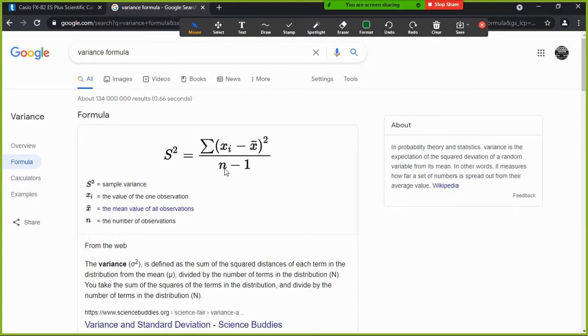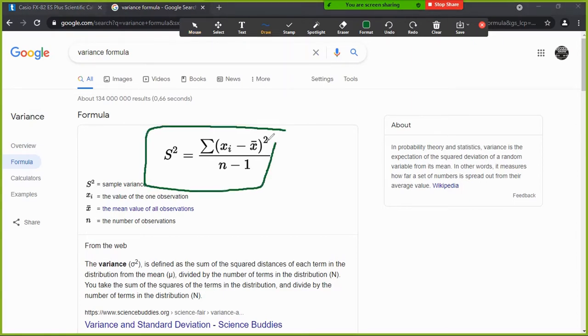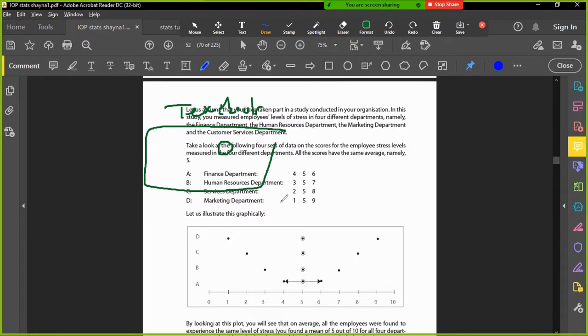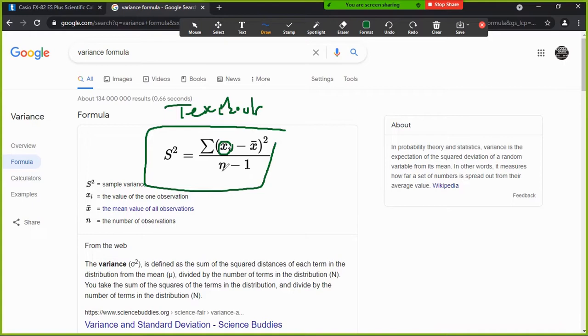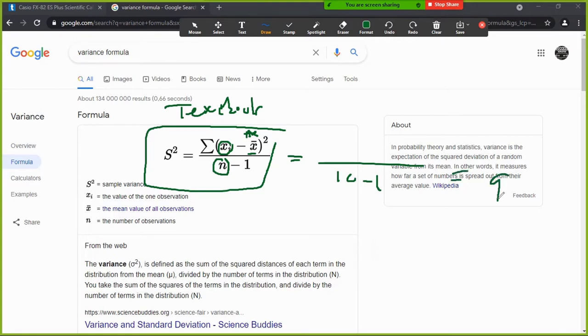So what's xi? The xi is the observation. When you see this in your textbook, it will definitely be in the textbook. Yes, it is. The xi is the observation. x bar is the average, or the mean. N is the total. So in my question, what is the total? 10 minus 1, which is 9. Do you agree? Yes.